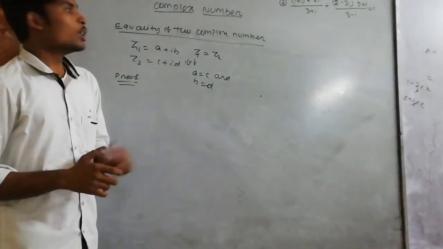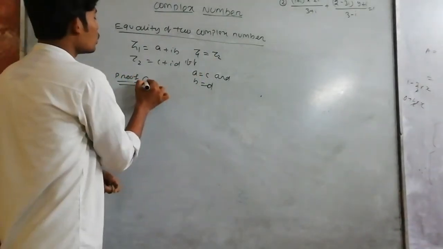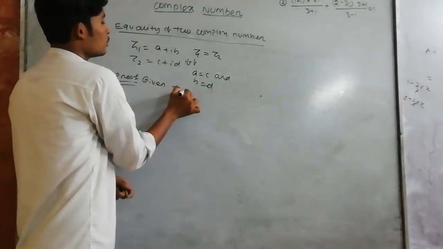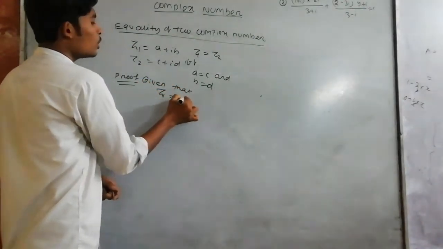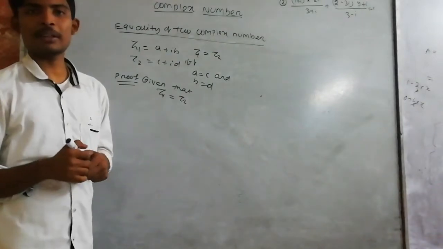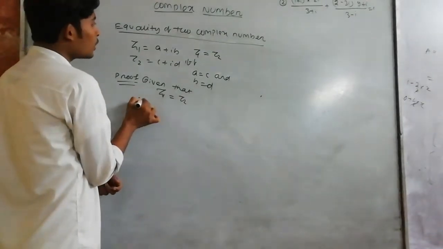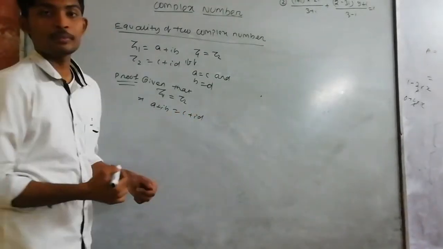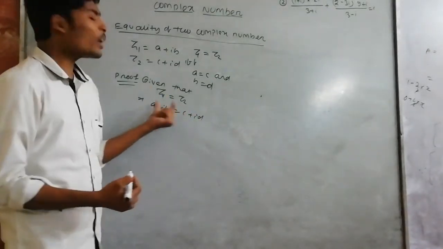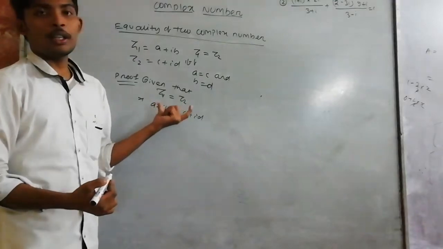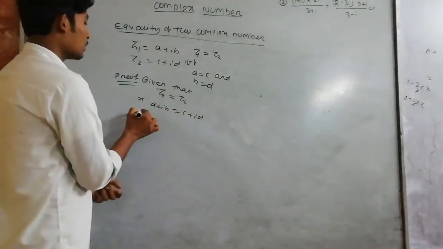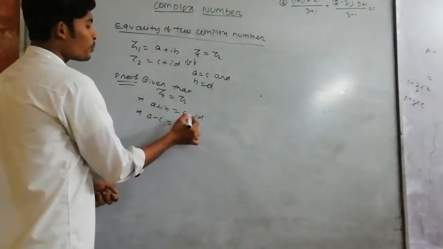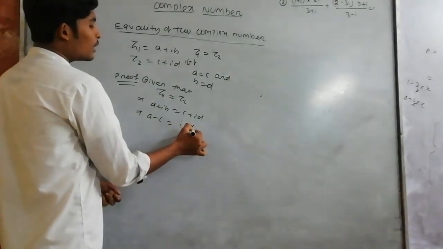Okay. So given that Z1 equal to Z2, this will be given. If Z1 equal to Z2, that means A plus iB equal to C plus iD. So equate, compare the real part and the imaginary part. So A minus C equal to i whole into D minus B.